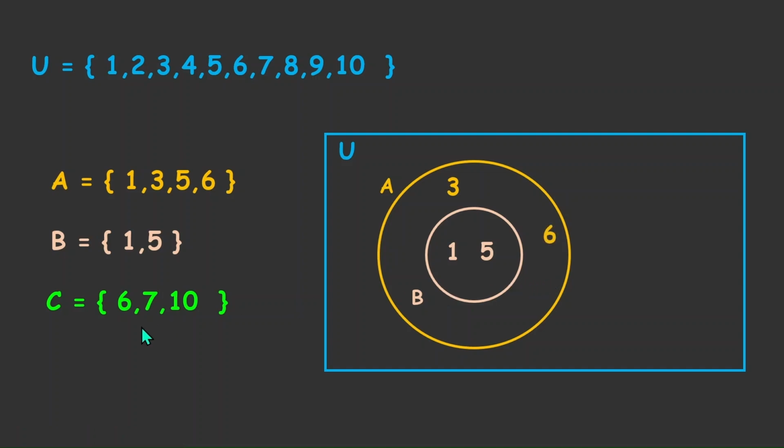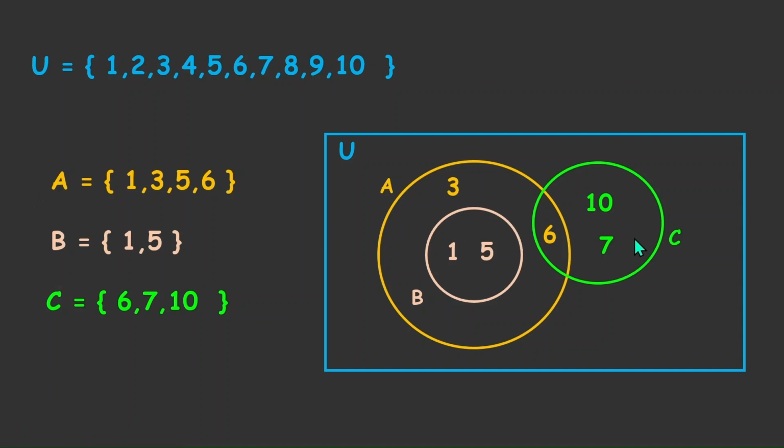And now let's try to make C, which has one common element, 6, with set A. So we'll make a set here, which shows that 6 is the common element between A and C. And the two other elements, 7 and 10, are only in C. So that's 10 and 7 here. Now these are the elements contained in these sets.